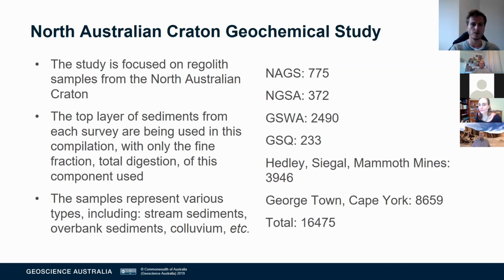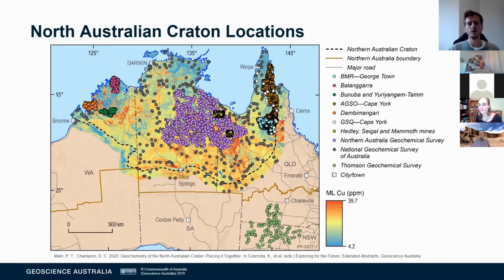16,500 samples. Just to give you an idea of where these samples are located, I just brought this map up here. So as you can see, we've got very high density along Cape York and then going down into Georgetown. These samples over here in the olive color are the Headley, Seagull and Mammoth Mine map sheet samples. So we've got about 4,000 samples there as well. So we really do have some high density data there that should be available through the portal coming up towards the end of the financial year.